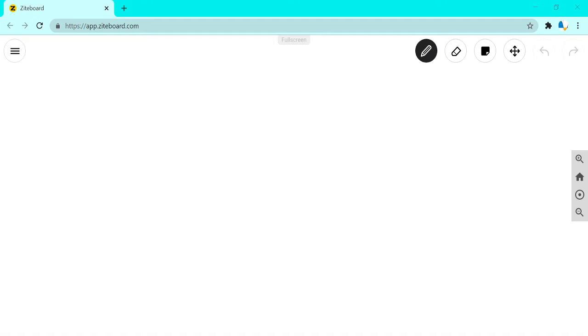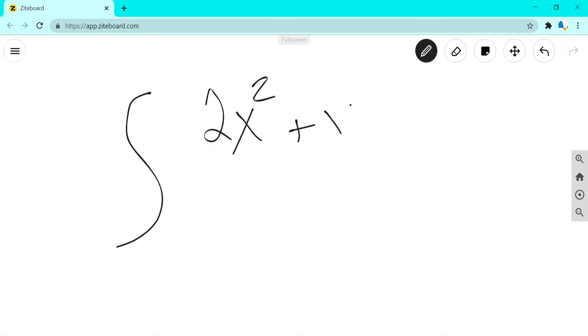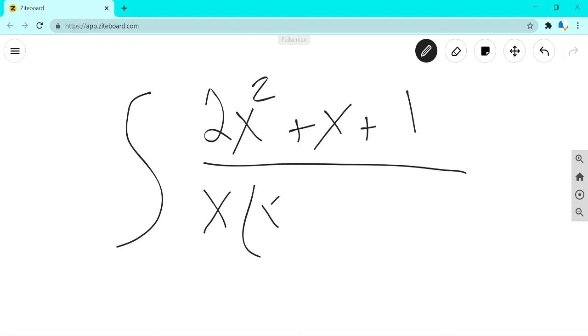Hello everybody, I'm Vignesh. Today I'm going to be solving the integral of (2x² + x + 1) over (x(x + x² + ln x)²).